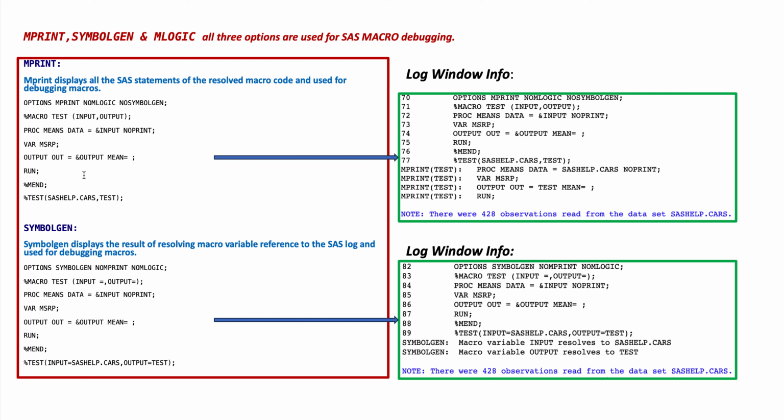We use the same set of macro code. When we run the second set of the macro code, we will get the information in the log window as shown on the right side, second table. It says here macro variable INPUT resolves to SASHELP.CARS and macro variable OUTPUT resolves to test. That means only resolved information is printed in the log window.